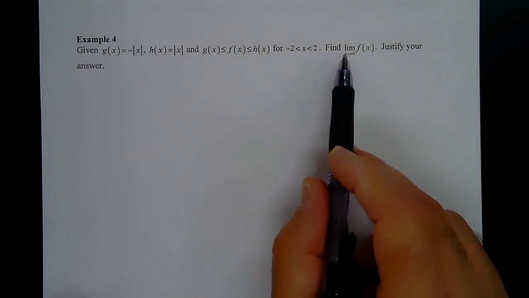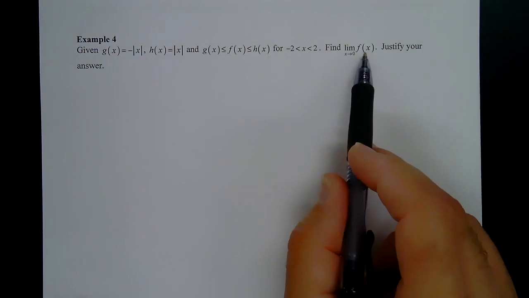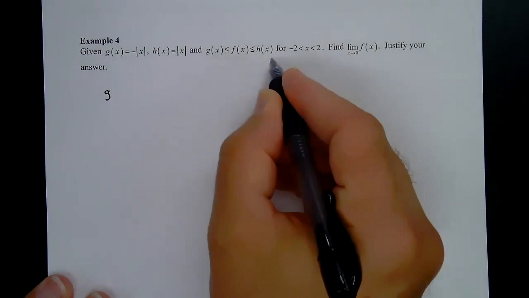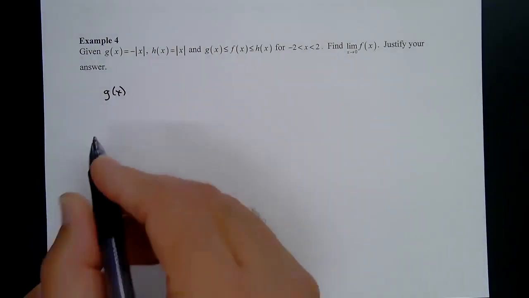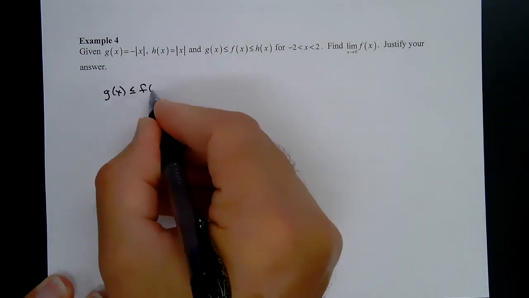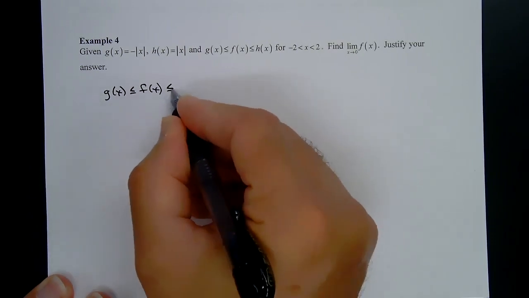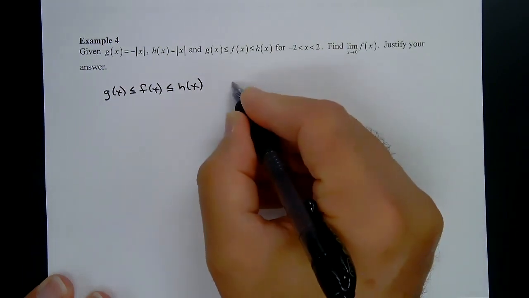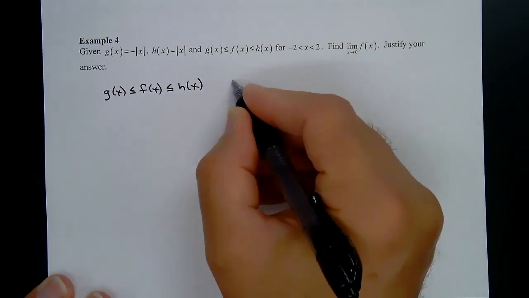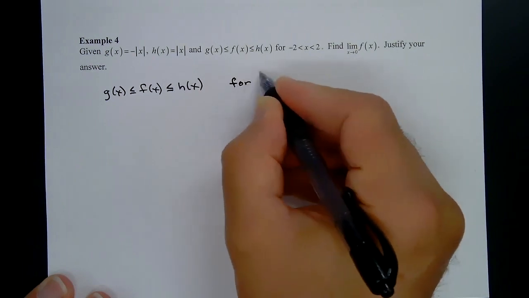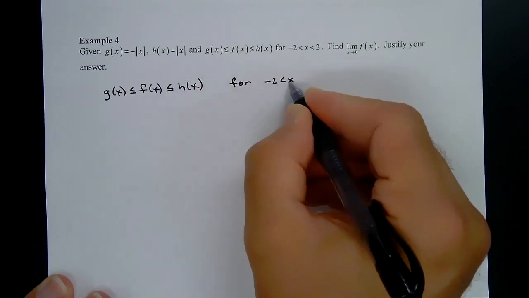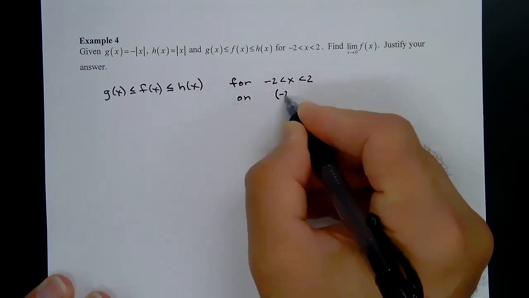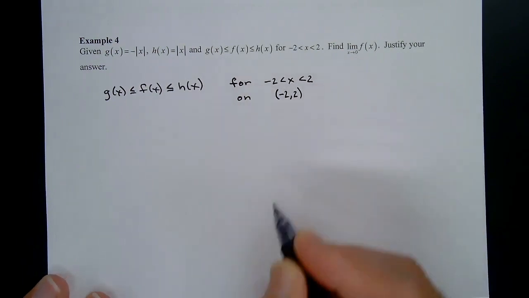So here we go. We want to establish what's the limit as x approaches 0 of f of x, okay? So we already know this. We know it's given to us. g of x is less than or equal to f of x, which is less than or equal to h of x, for or on, okay? We say for when it's an inequality. For -2 less than x less than 2. We say on if we use interval notation. So -2 to 2. You could use it either way, okay?